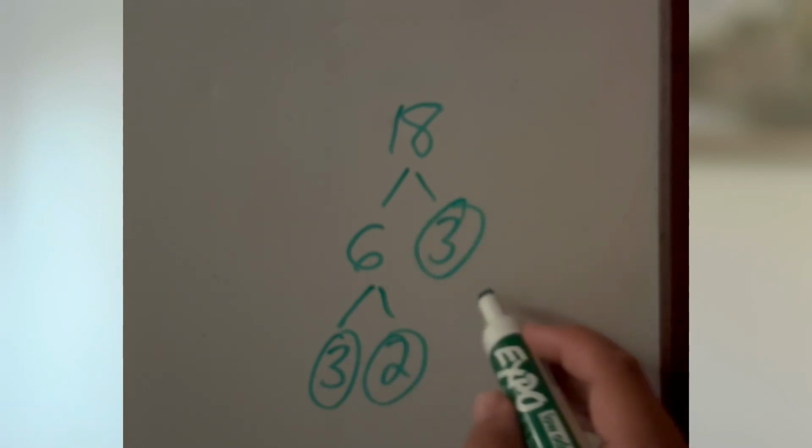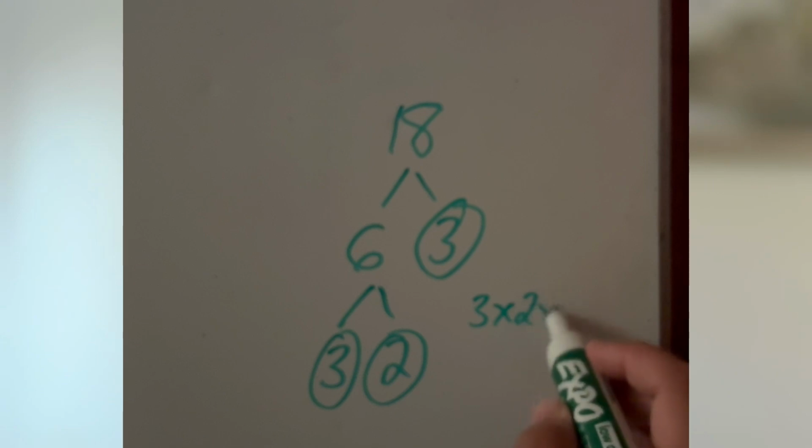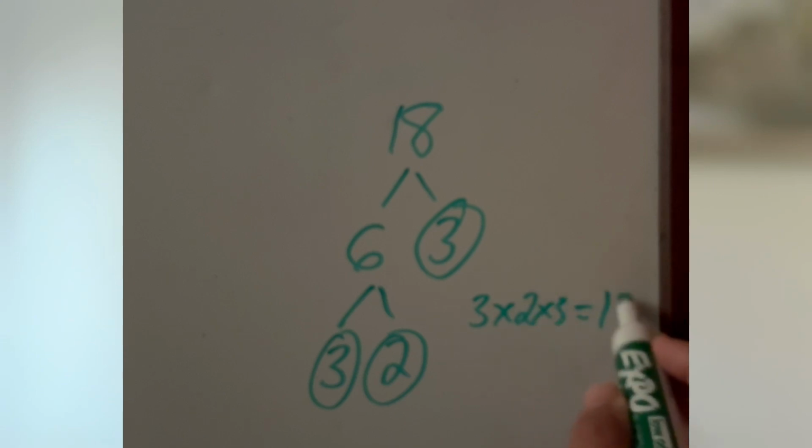And just to double check, do they multiply and give me 18? Yes. 3 times 2 times 3 gives me 18. So that would be the prime factorization for 18.